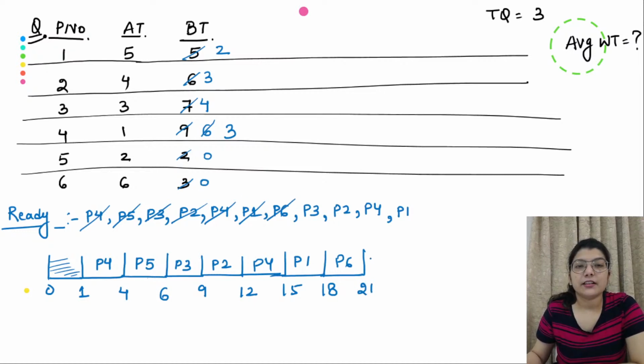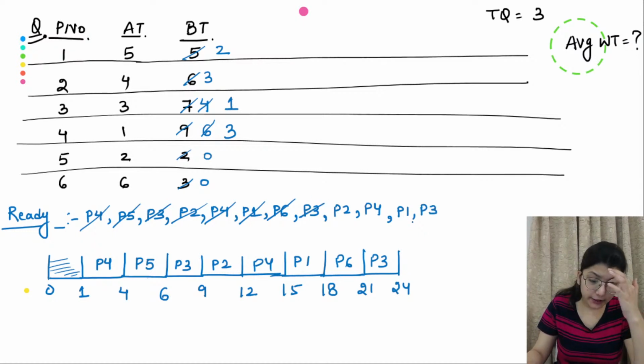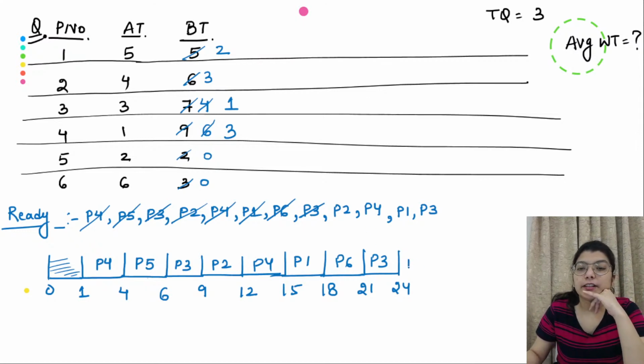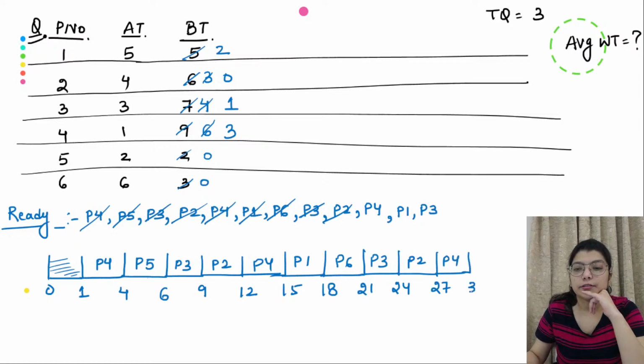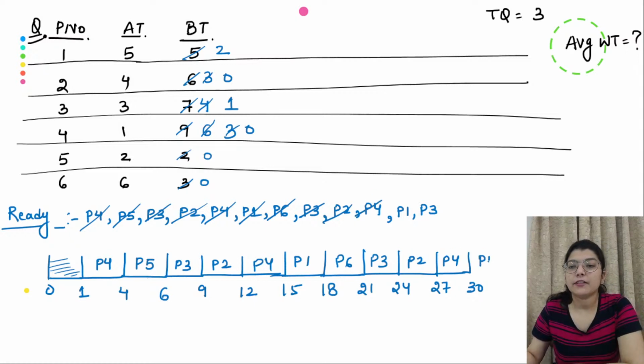Now I have P3 again. So P3 again will execute for 3 time unit, that is 24, and this will become 1. So I'll write over here P3. So I hope this is clear to you. We can do this now, right? I'll complete it. So next is P2. P2 is having time as 3, so this is 27. So this will be 0. And I have P4. P4 will execute for 3, that is 30, and it will be 0. P1 will execute for 2, that is 32, 0, and P3 will execute for 1, that is 33.